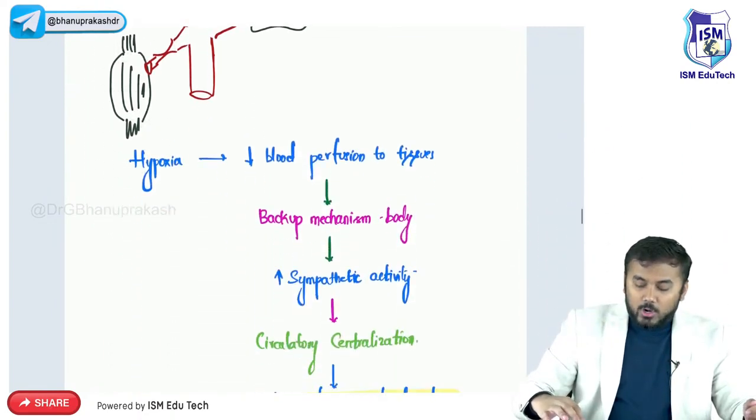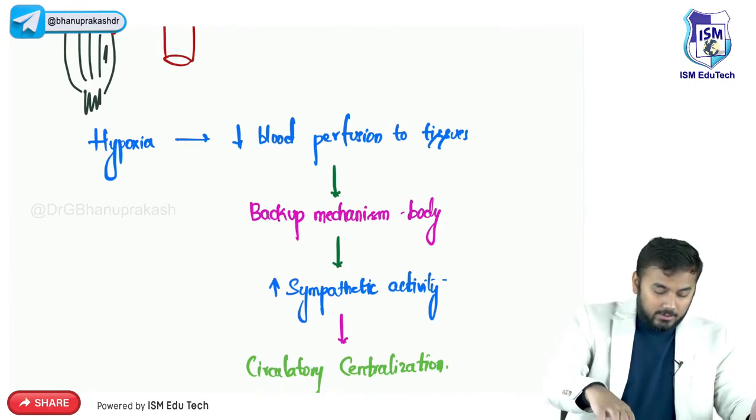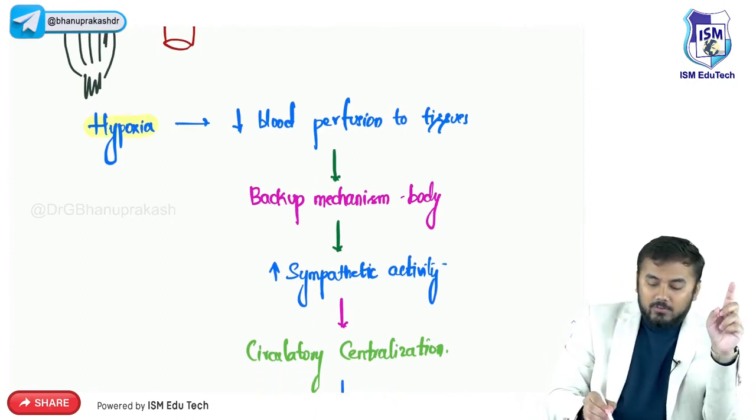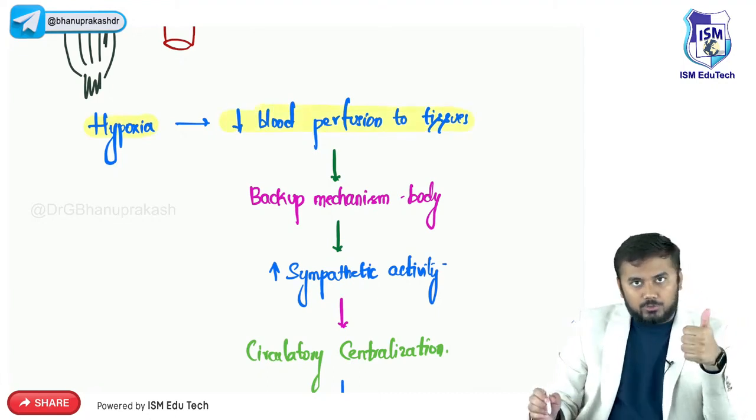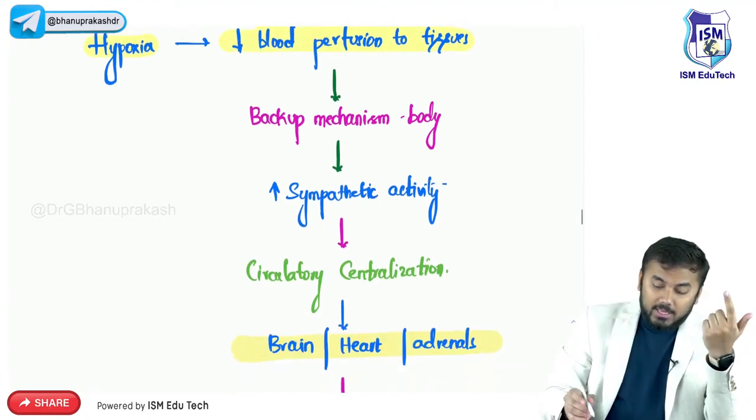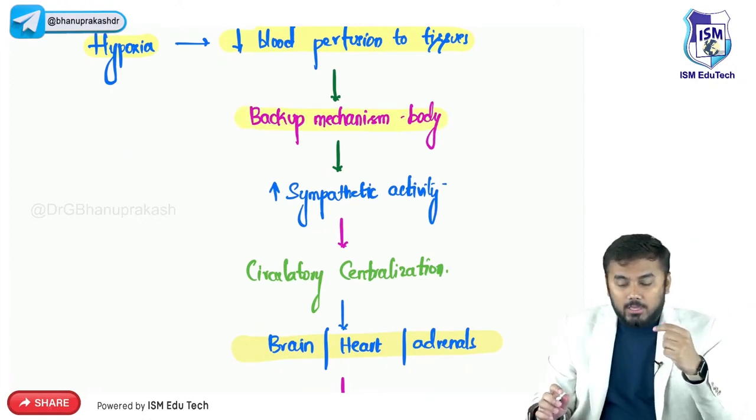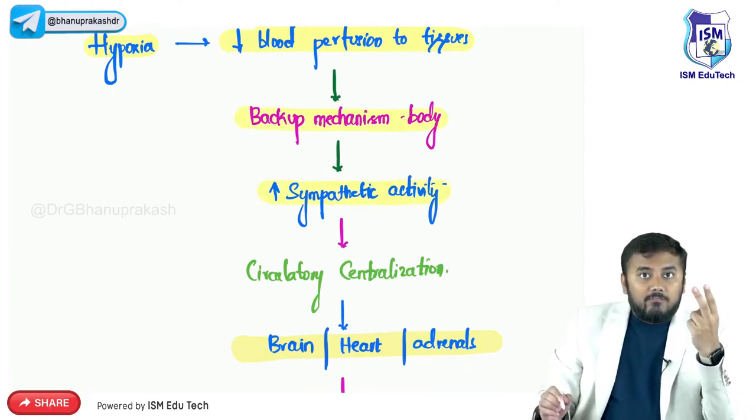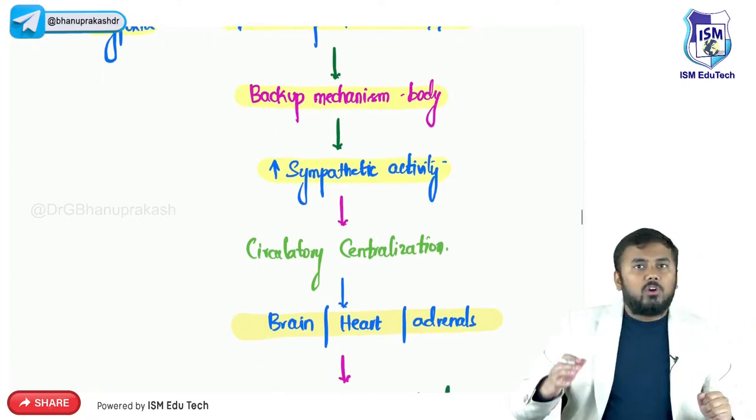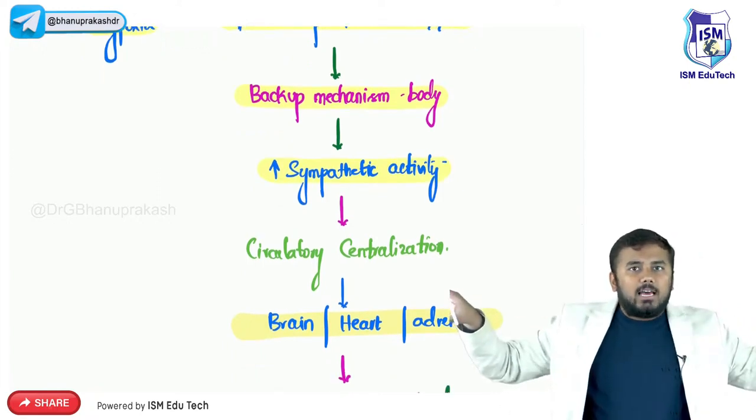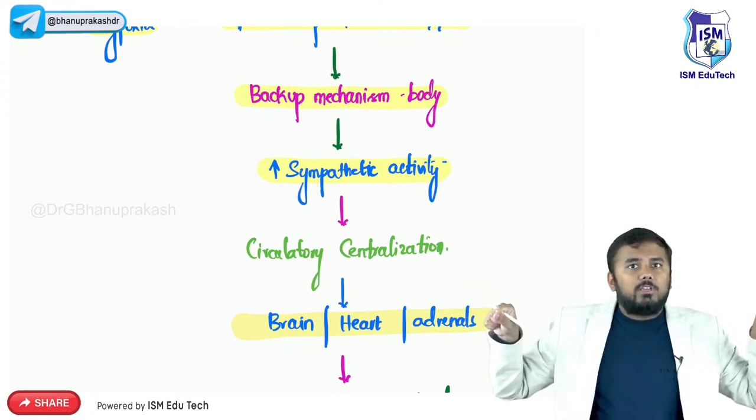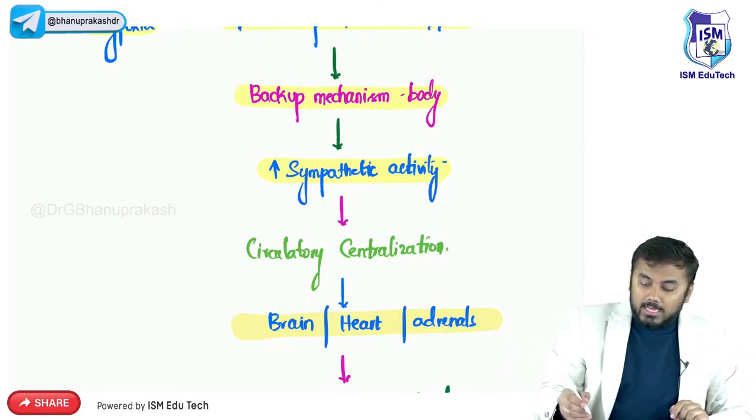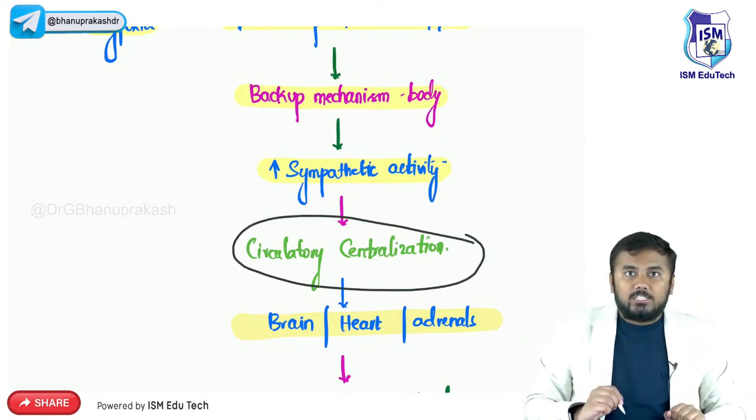Now let us look at the points which I have already written here. What are the points which I have told you? First, hypoxia will lead to decreased blood perfusion to the tissues. Because of that, what is happening? There is a backup mechanism in my body. What will the backup mechanism be? Sympathetic activity is increased. When sympathetic activity is increased, what did I tell you? Peripheral arteries are vasoconstricted. Because of this, the blood is diverted to the central organs. This phenomenon is called circulatory centralization.